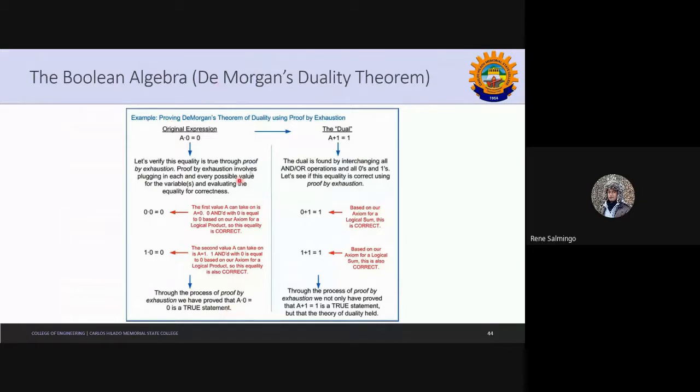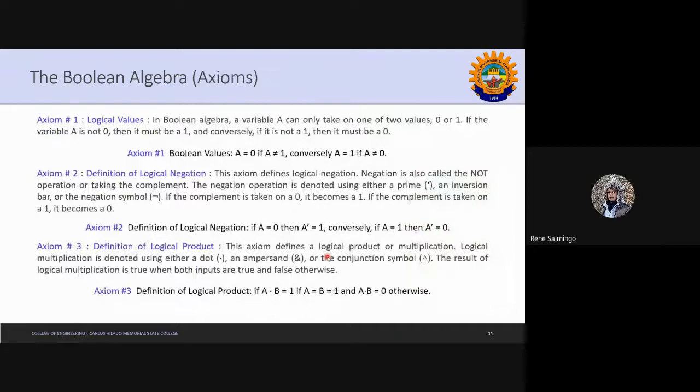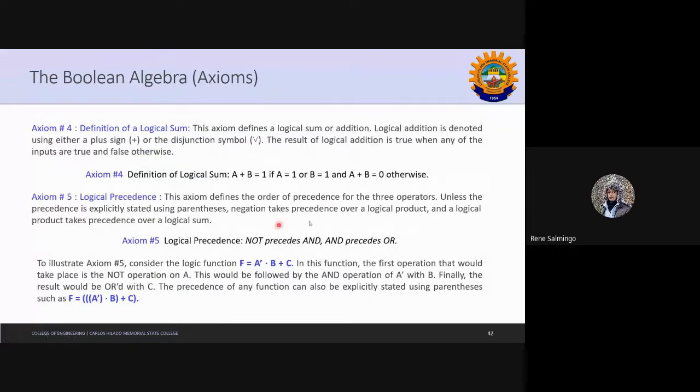So that's for your original expression, but how are we going to do it in a dual theorem? It is found by interchanging all AND and OR operations with zeros and ones. So let's see if the equality is correct by exhaustion. So we have this value, based on our axiom for logical sum. So we go back to logical sum.